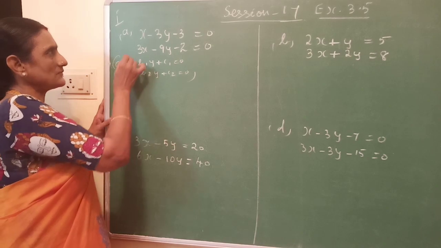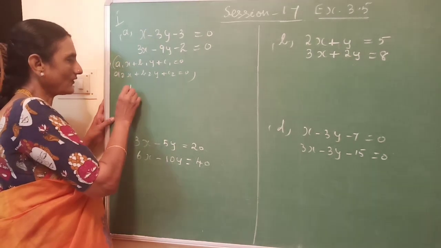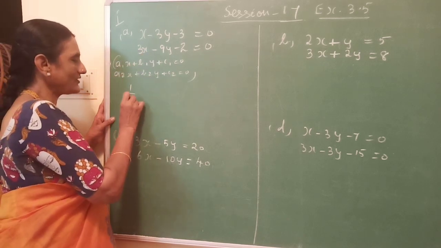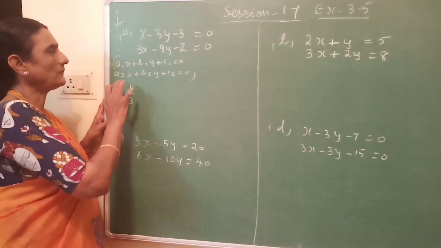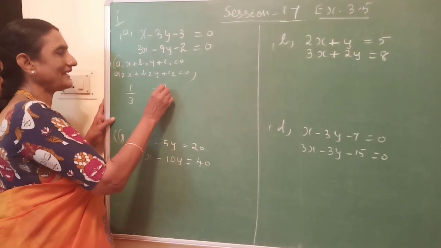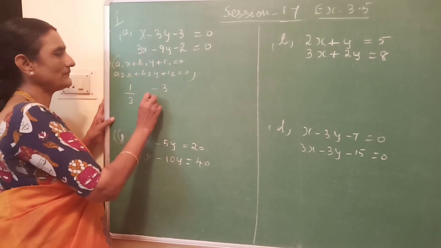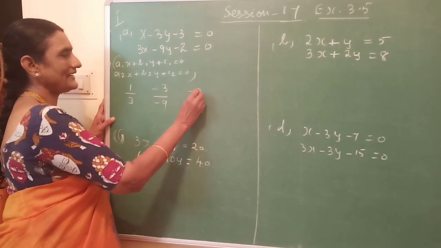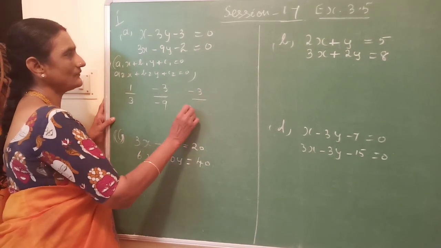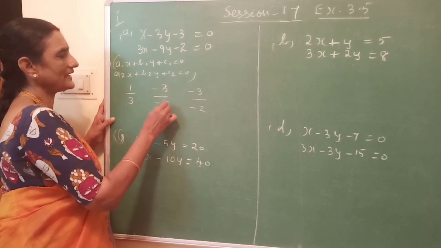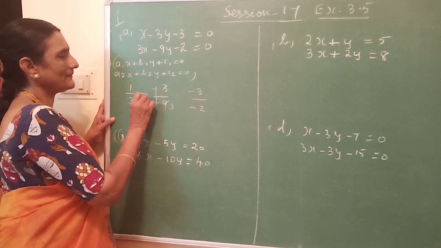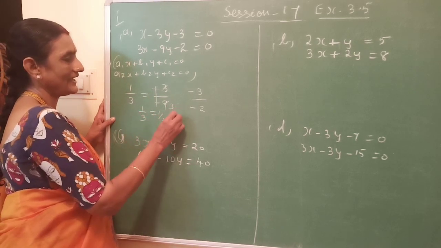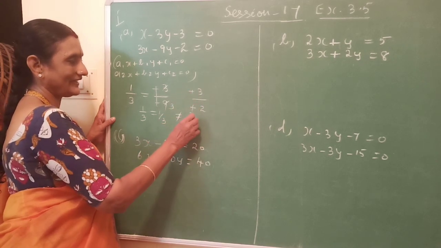So in this, a1 is what? It is 1x, therefore 1. a2 is what? 3. So a1 by a2 is 1 by 3. Now what about b1? Minus 3. What about b2? It is minus 9. What about c1? It is minus 3. What about c2? It is minus 2. Now the minus signs will get cancelled. We get 1 by 3 is equal to 1 by 3, which is not equal to 3 by 2.